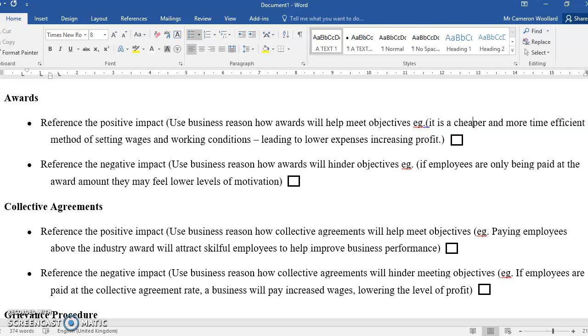When we are doing that, automatically that is great because we can attract skillful employees if we're paying them above the award and other businesses are not paying them as much. Because we're rewarding them, we can attract those skilled employees.